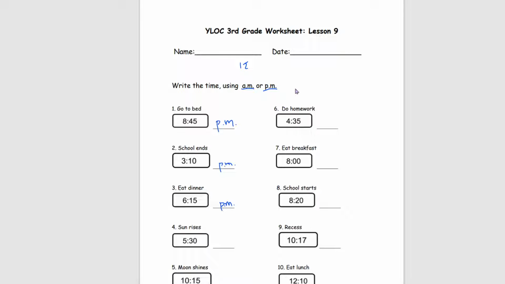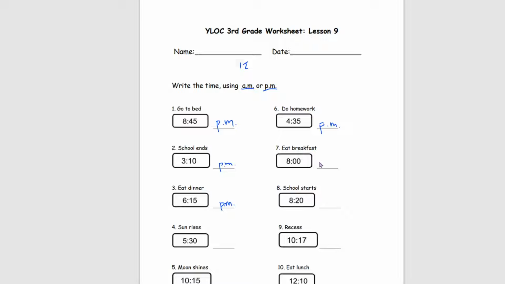For number 6, we have do homework. If we use our option AM, we know that we wouldn't be doing our homework at 4:35 AM, so we most likely would be doing it at 4:35 PM, which is after school, which makes sense. So we put PM.